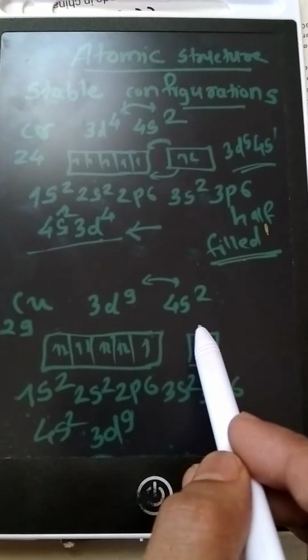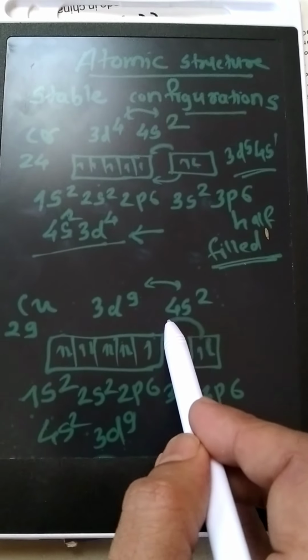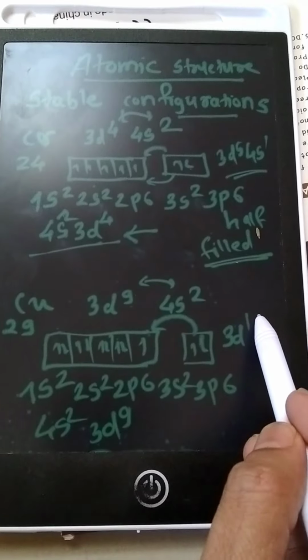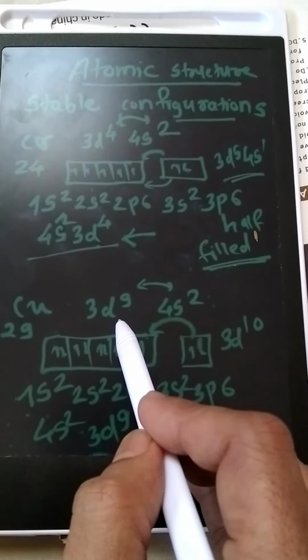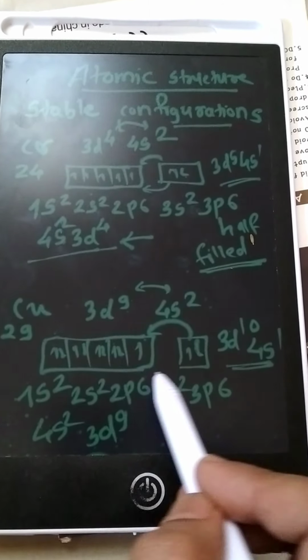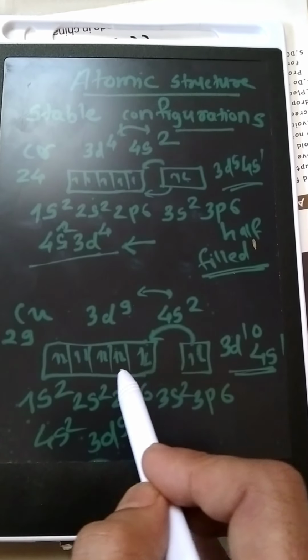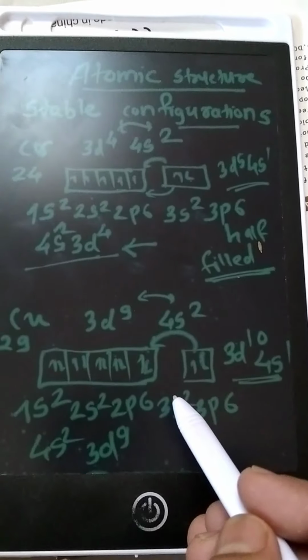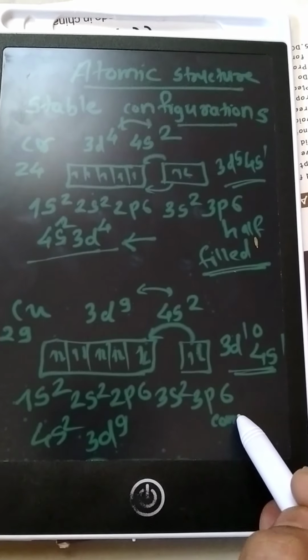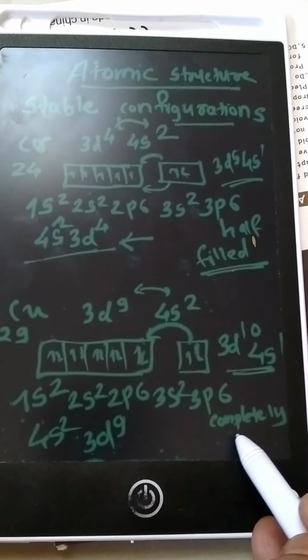So here copper also attains stability by transferring a 4s electron to 3d. So 3d10 is obtained from 3d9 and 4s1. So this is the stable configuration. Here all the electrons in the d orbitals get paired, giving a completely filled configuration. It is a stable configuration for copper.